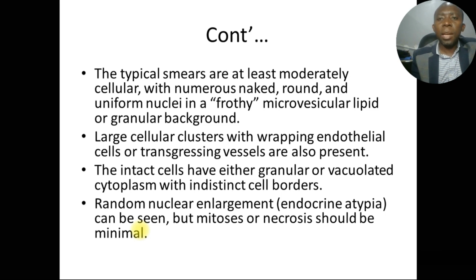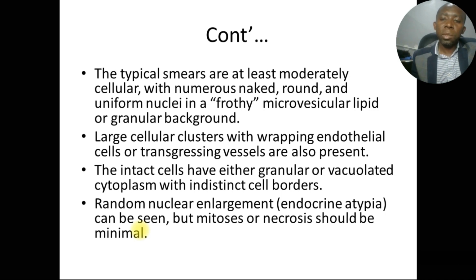So the typical smears are at least moderately cellular, with numerous naked, round, and uniform nuclei in a frothy microvascular lipid or granular background. Large cellular clusters with wrapping endothelial cells or transgressive vessels are also present in this case, and the intact cells have either granular or vacuolated cytoplasm with indistinct cell borders. So random nuclear elements, like for example endocrine atypia, can be seen, but mitosis and necrosis should be minimal, or is minimal in this case.